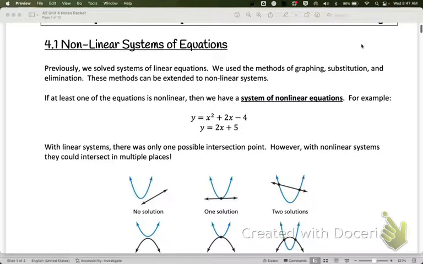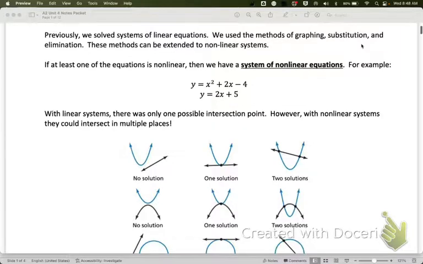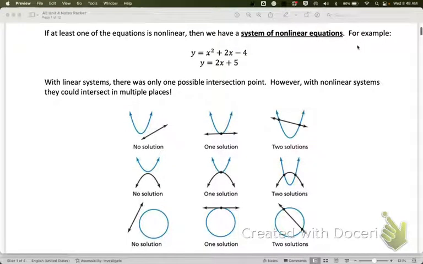So we've previously solved systems of linear equations, and we saw that we can use graphing, substitution, or elimination. Systems do not automatically mean two lines. We have learned that we're looking for where two lines cross, but they don't have to be two lines. If one of the equations is nonlinear, like this one here on top is a quadratic, and this one is a line, mx plus b, and this is our squared, so that's quadratic. That's called a system of nonlinear equations because one of the equations does not make a line.